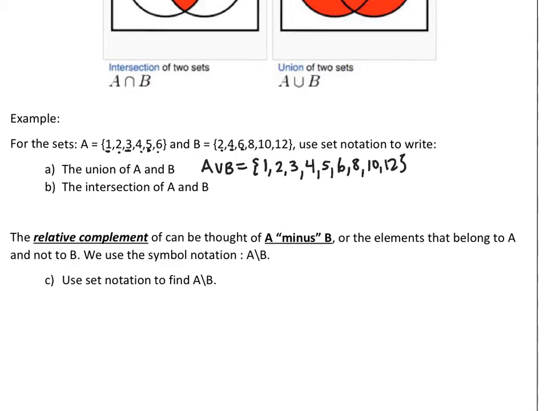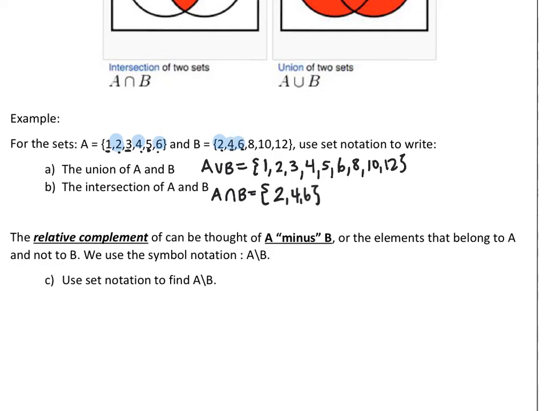The intersection of A and B would be A and B. So those are the numbers that are in both A and B. So I can see that I've got 2 and 4 and 6 in both of them. So the intersection of A and B will be 2, 4, and 6.